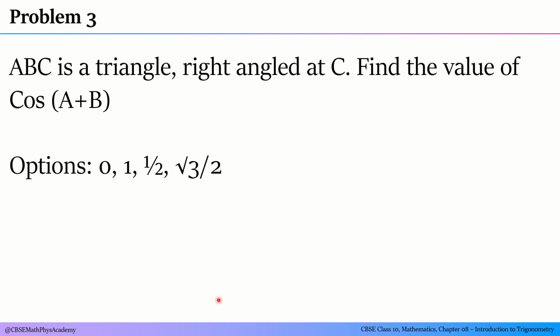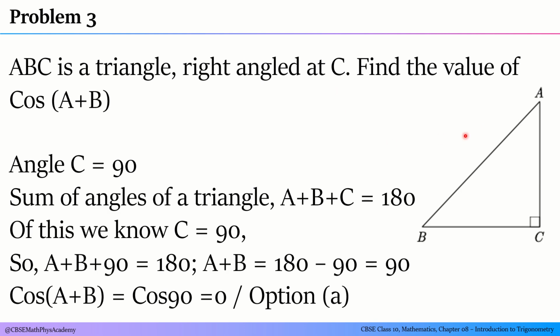Then you have problem 3, which is ABC is a triangle right angled at C. Find the value of cos A plus B. So one hint is right angle at C means that is where you have your 90 degrees. So when you have some problem like this, the best thing is you draw the triangle like this first. C is at 90 degree and the other two sides are A and B.